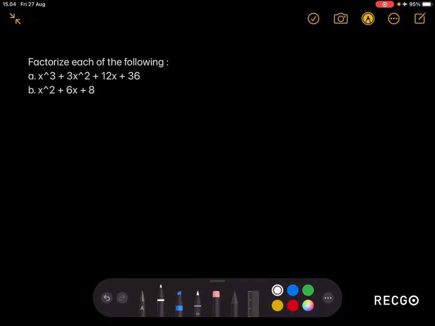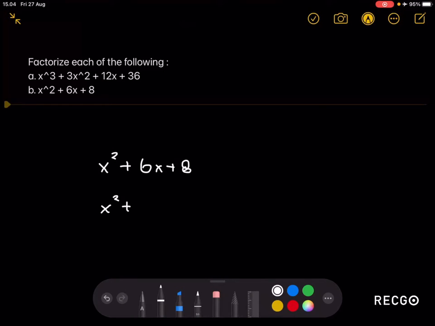Now the final expression I'm going to factorize is x squared plus 6x plus 8. Now the technique for grouping is slightly different right here because we need to split this middle term into some smaller terms. So let's say I'm going to split that into x squared plus 2x plus 4x, since 2x plus 4x just simplifies to 6x. So this will be x squared plus 2x plus 4x plus 8.